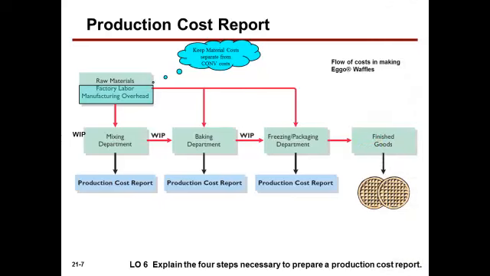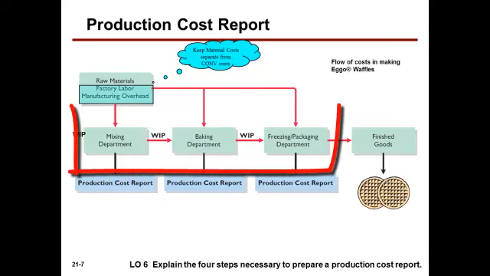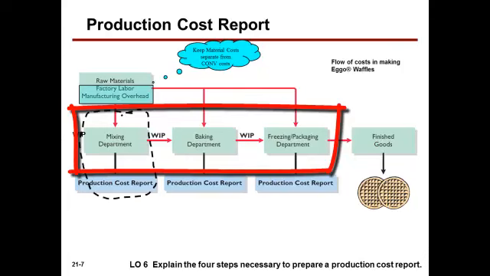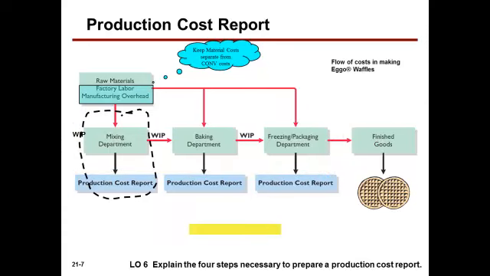Production cost reports are assembled for each department or process that produces product. So for Eggo waffle production, there would be a separate production cost report for the mixing department, the baking department, and the packaging department. Each department produces an output used in the follow-on process before the product becomes finished goods ready for sale. We'll focus on the mixing department only for illustration of the production cost report.